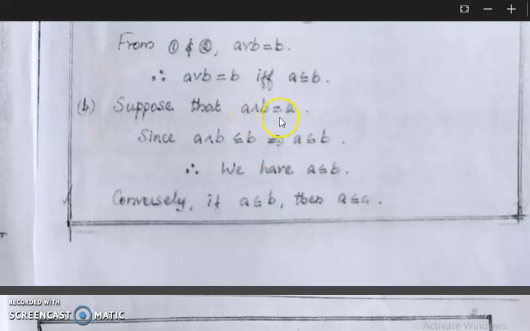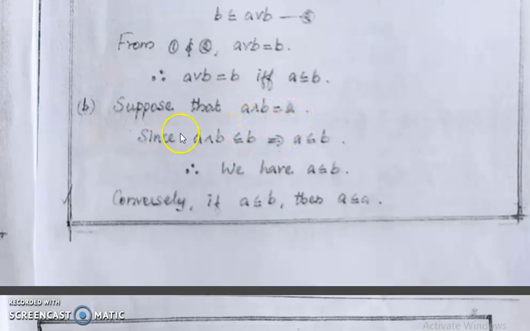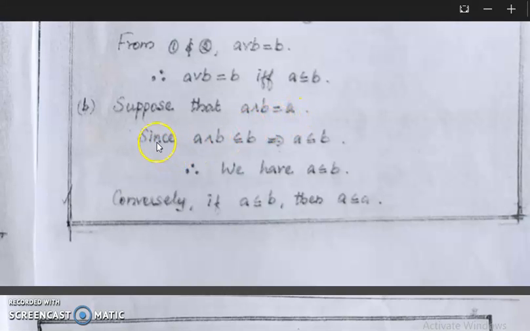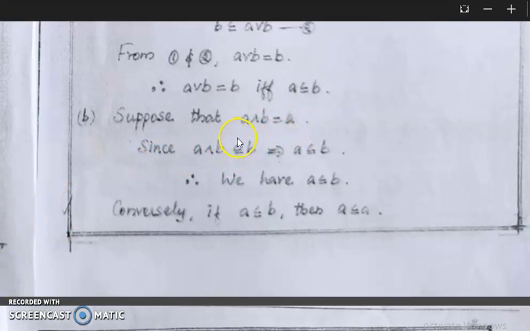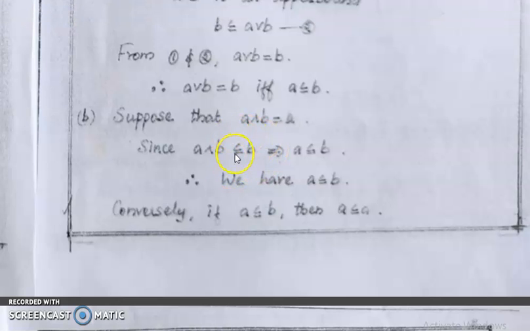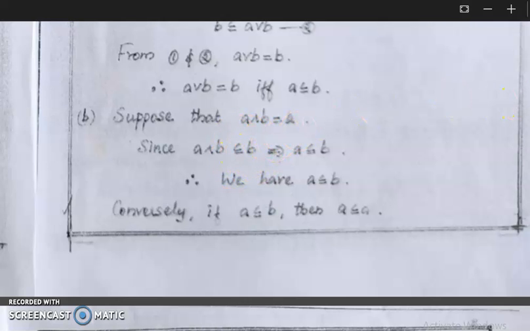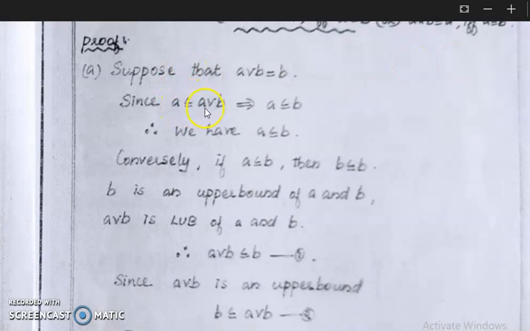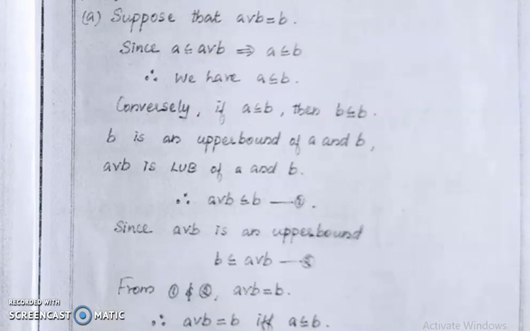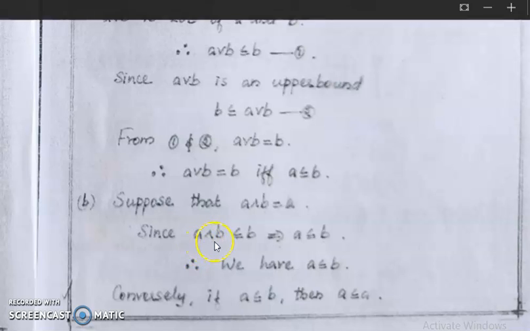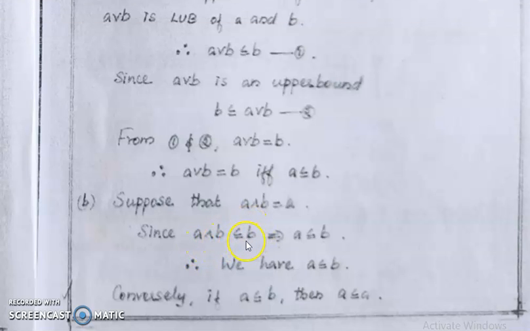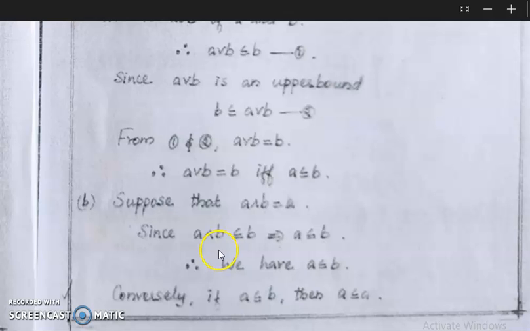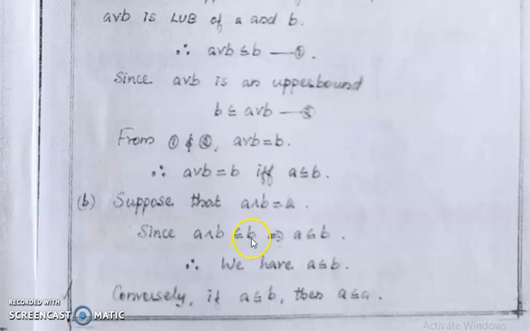Suppose A and B is equal to A. We are assuming this, since by definition A and B is less than or equal to B. So this you have to identify. You see, A will be less than or equal to A or B. What is that? A and B will be less than or equal to B. And here, because this is the lower bound, A and B is less than or equal to B.